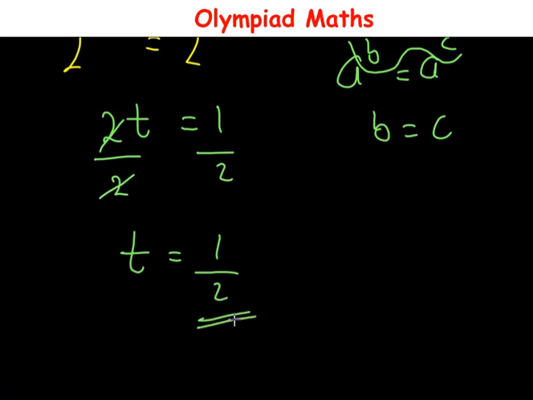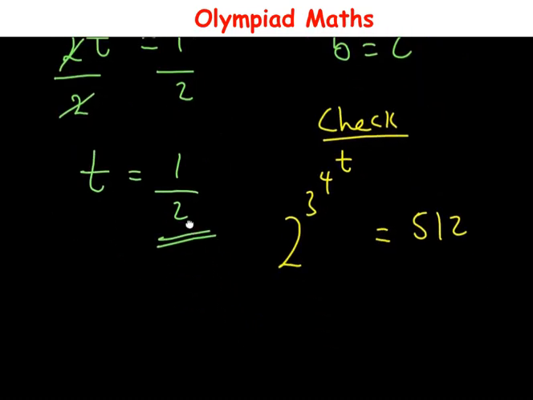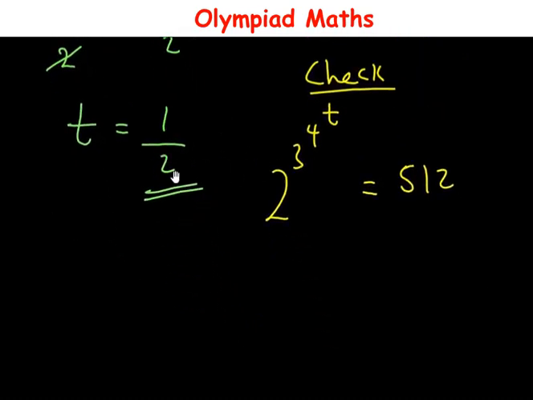Now we have gotten the solution of t. But then let us check if the solution of t is the correct solution. So let us check, let's verify this. We got t as 1 over 2. And the question is 2 raised to power 3 raised to power 4 raised to power t is equal to 512, right? So in replace of t in this equation, we'll bring in 1 over 2. So what we then have is 2 raised to power 3 raised to power 4 raised to power 1 over 2 is equal to 512.